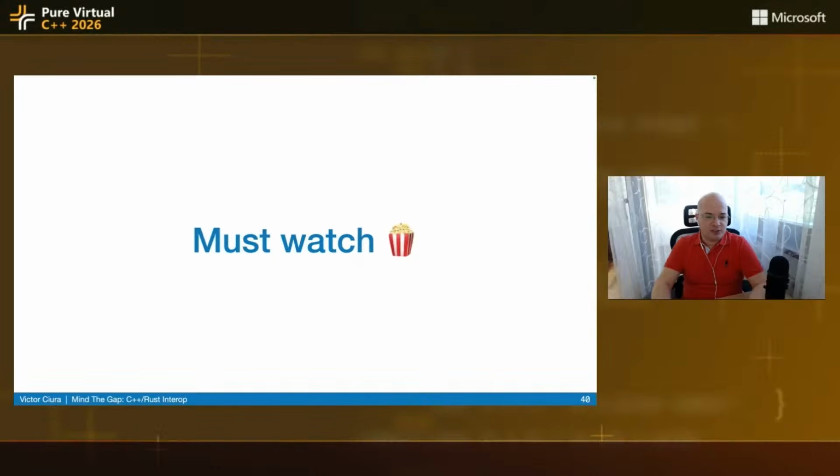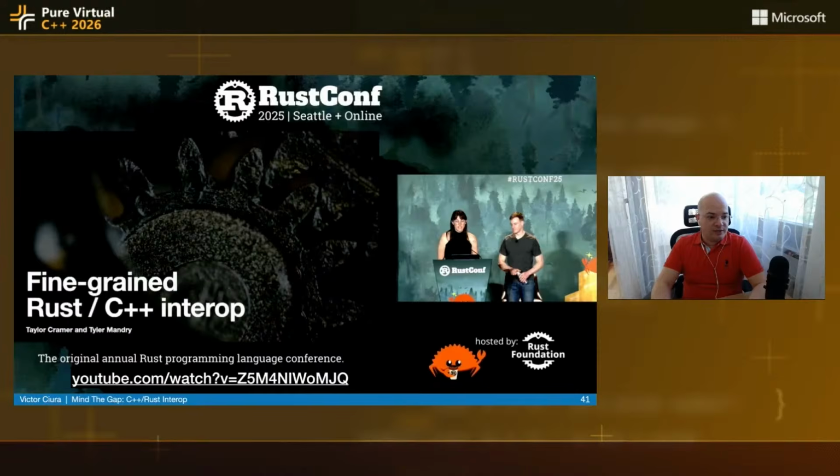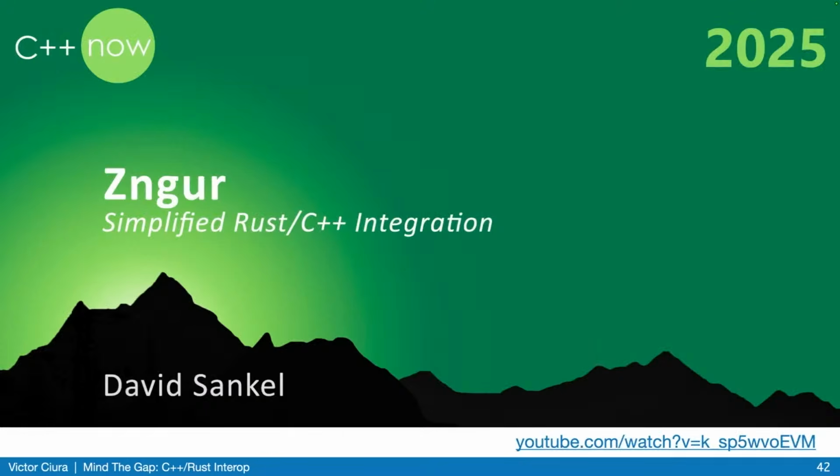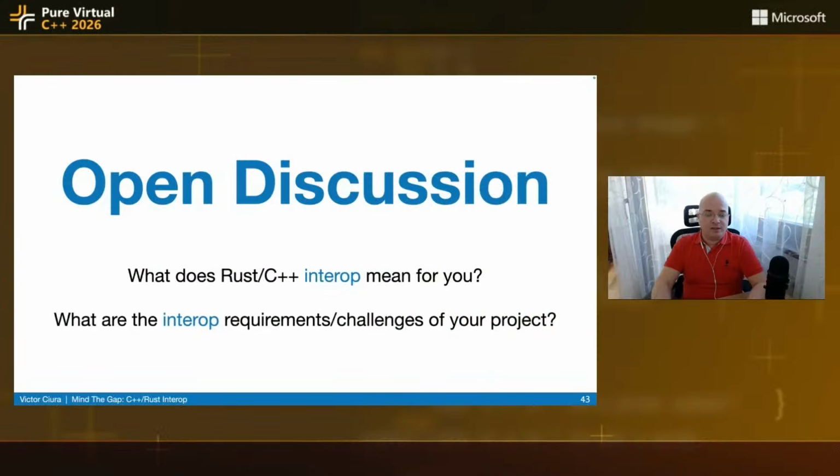Some final recommendations that you must watch: Fine-grained C++ Rust interop, which is Kubit's take on the story, a very good presentation from last year's RustConf. And a deep dive into Zngur, which I didn't have time to cover in depth today, but you can definitely learn a lot from this presentation by David Sankel. All right, now I'm curious what you folks think about interop, and I welcome you in chat to interact with me either now or later online and discuss some of these things.